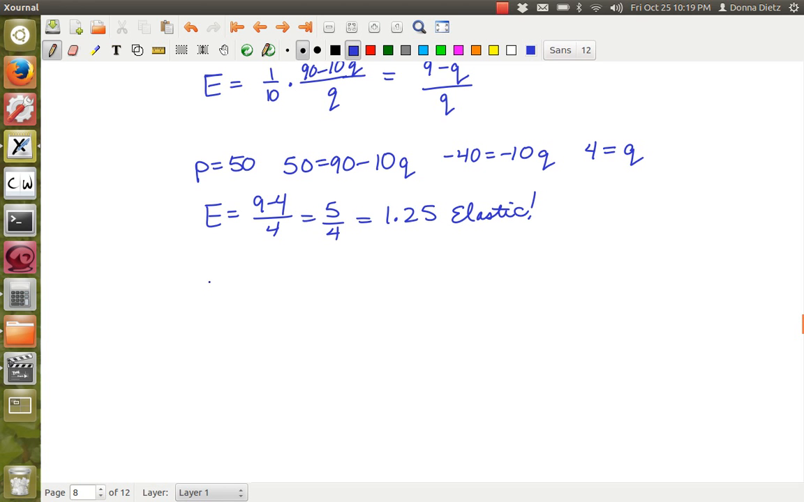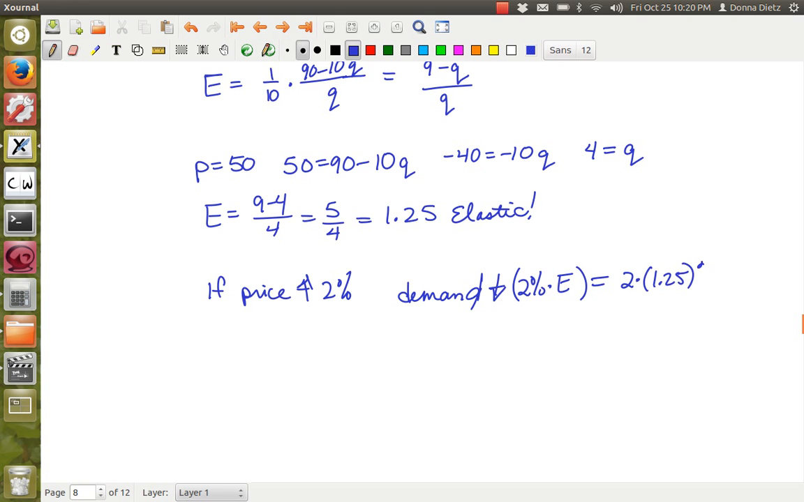Now the question says, if this price rises by 2%, calculate the corresponding percent change in demand. That sounds really complicated, but it's not. If the price goes up 2%, then by the definition of elasticity, demand goes down by 2% times the elasticity, which is 2 times 1.25%, and that is equal to 2.5%. Okay?